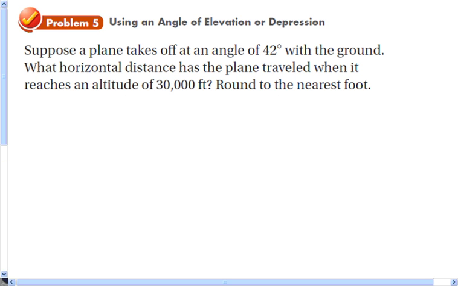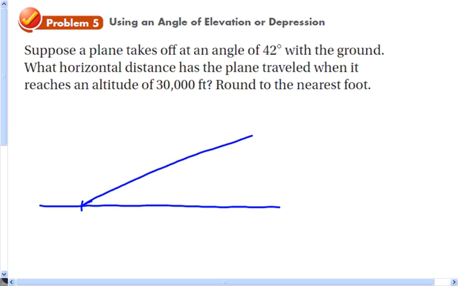All right, one more thing. Suppose a plane takes off at an angle of 42 with the ground. What horizontal distance has the plane traveled when it reaches an altitude of 30,000 feet? So let's just make a little drawing. So here's the ground. Let's say the plane takes off here, starts flying like that, and at an angle of 42 degrees. And when it reaches an altitude of 30,000 feet, that would be this distance here. How far has it traveled when it reaches, and what horizontal distance has it traveled?